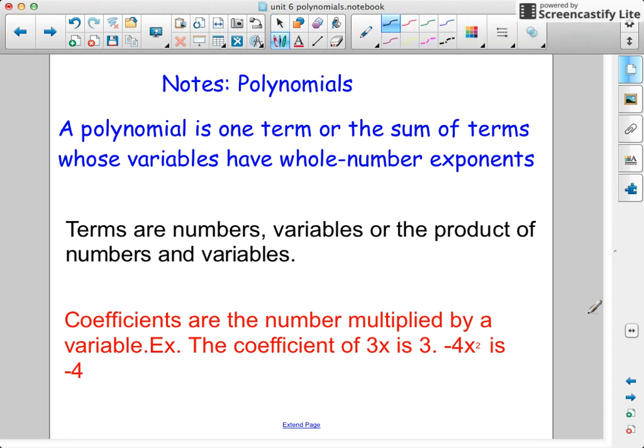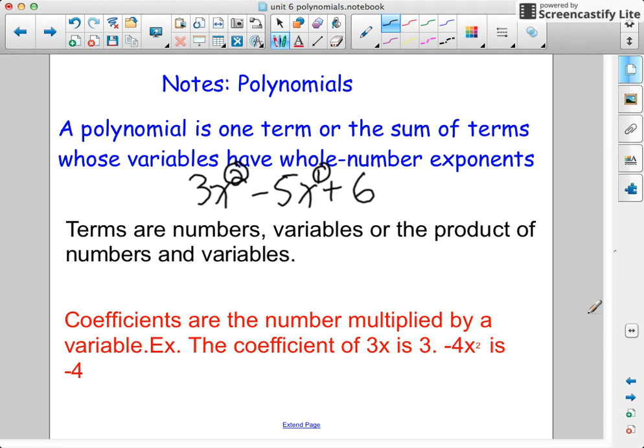So I'm just going to write one out there. 3x squared minus 5x plus 6. That is a polynomial because we're subtracting or adding terms and the variables have whole number exponents. So that's important.